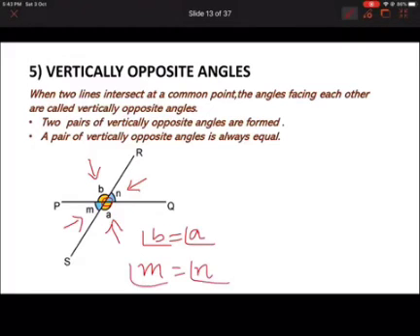So when two lines intersect, two pairs of vertically opposite angles, as you all can see, are formed and each pair is equal. Okay. That is, angle B is equal to angle A and angle M is equal to angle N. That means, suppose this angle measures say 130 degrees and this angle will also measure 130 degrees.